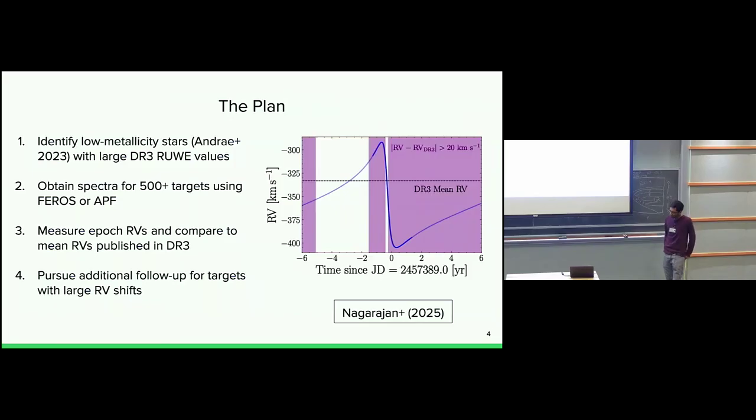So why do steps 3 and 4 actually work? Well, to figure that out, let's look at the RV curve of Gaia Black Hole 3, which I've shown here. And you can see from the purple shaded regions that the epoch RVs of Gaia Black Hole 3 are different from its mean RV in DR3 by over 20 kilometers per second over nearly 70% of its orbit. And if you relax that to being greater than 10 kilometers per second, that's true over nearly 85% of its orbit. So even if you just measured one epoch RV, you would have to get pretty unlucky in order to miss Gaia Black Hole 3-like systems.